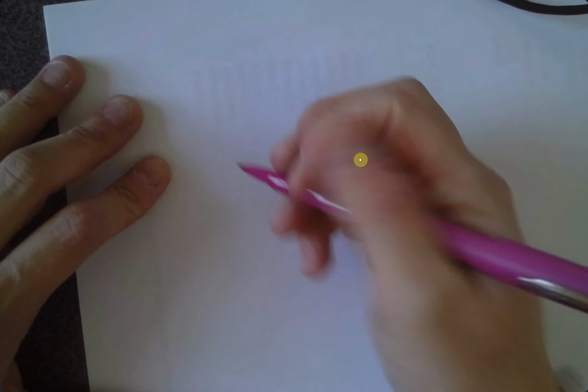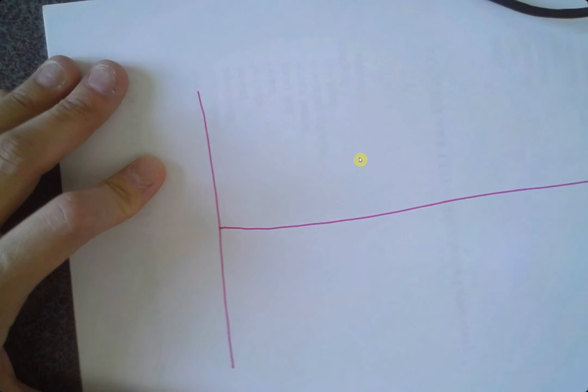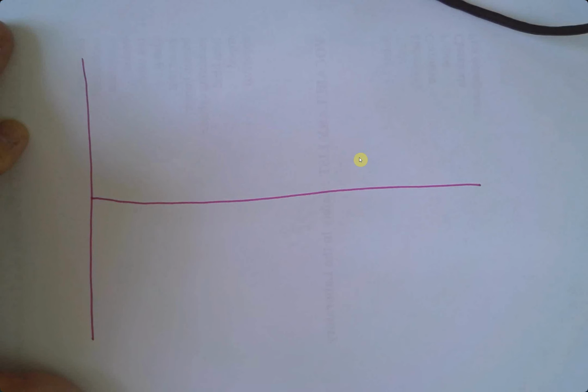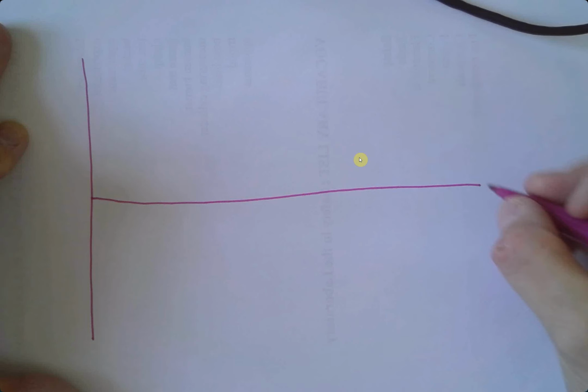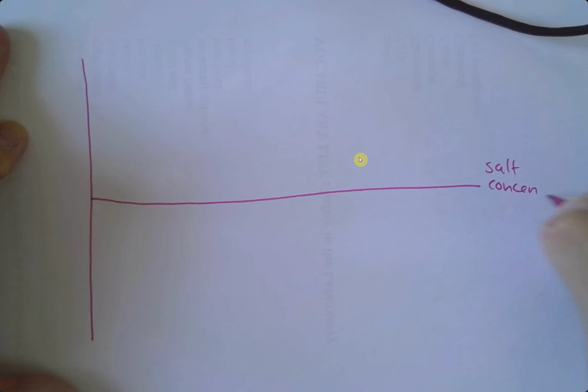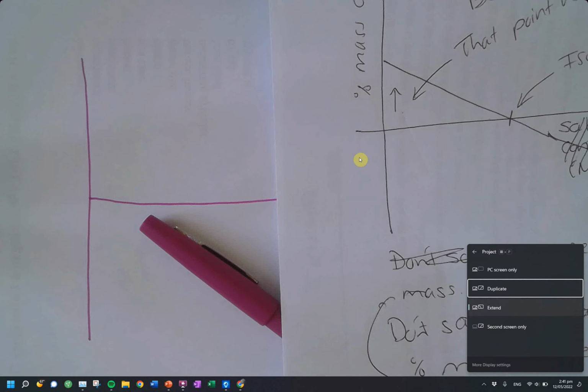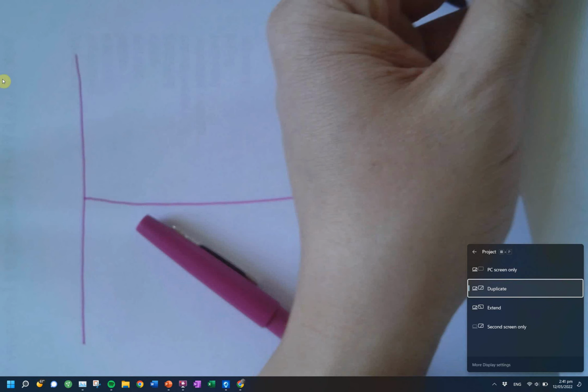All right. So out of these graphs, 3 things are likely to happen. So you're going to graph your data. You're going to notice on the x-axis that this is going to be your salt concentration. Can't see it because it's not duplicating. Let me fix that. Thank you.